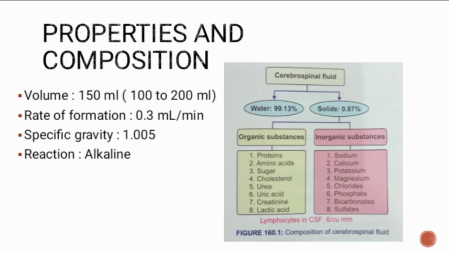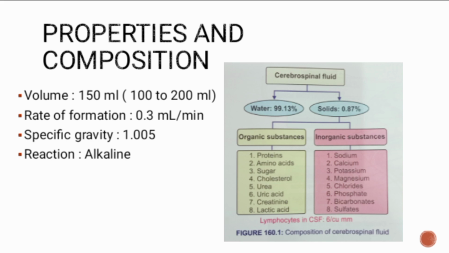Now, let's talk about its properties and composition. The total volume of cerebrospinal fluid in an adult is about 150 ml, which is produced at a rate of 0.3 ml per minute. It has a specific gravity of 1.005, which is just a little lighter than water. One important thing to note is that cerebrospinal fluid is slightly alkaline, which is essential for maintaining the chemical balance in the central nervous system.